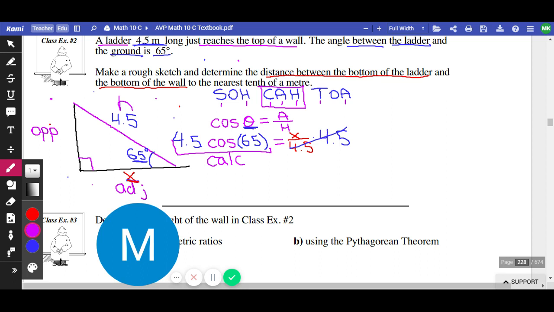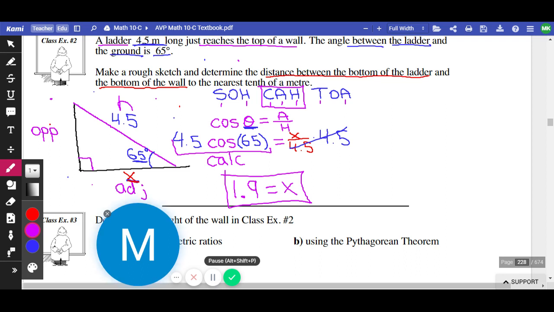Times cosine of 65. I got 1.9. Yeah. Hey! Not bad for a guy who doesn't know what he's doing. That means the distance from the base of the ladder to the base of the wall is 1.9. That's trig, right? That's as hard as it's really going to get when it comes to word problems.